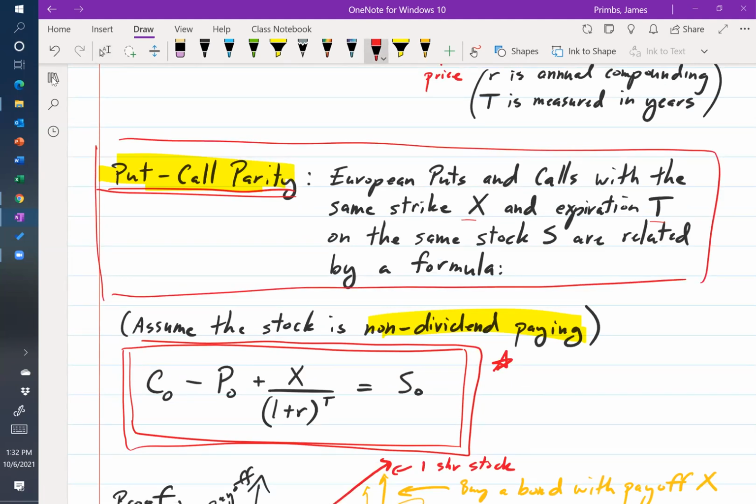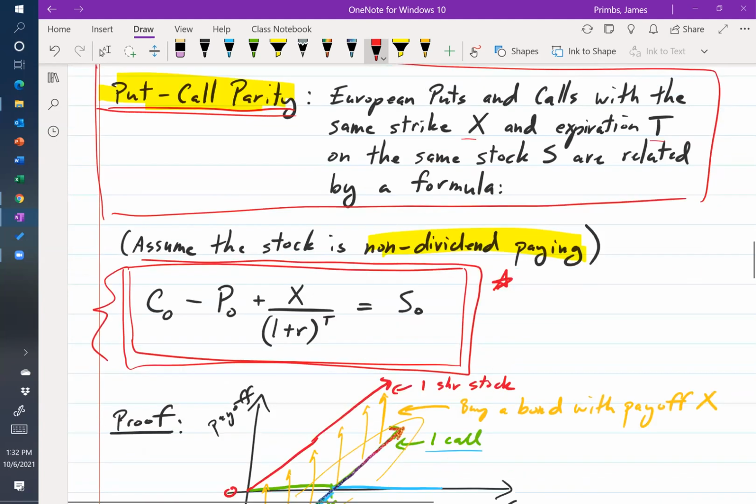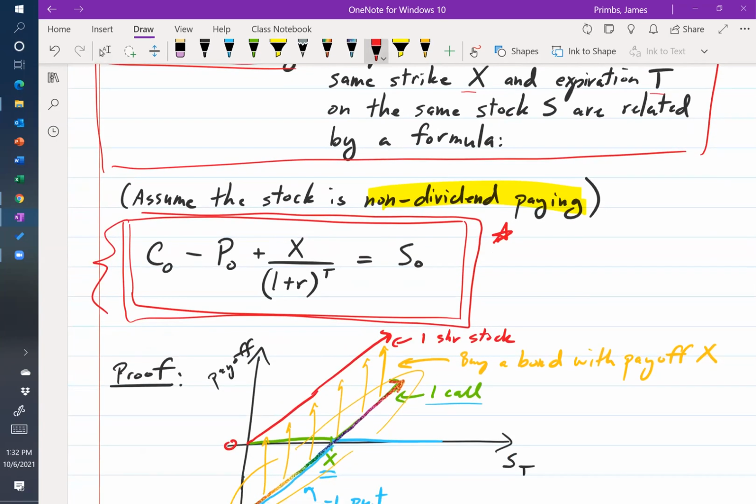And then the formula is really the important part, the formula right here. Put call parity basically says the following: European puts and calls with the same strike and same expiration are not independent. They cannot be priced independently. There's actually a relationship that must be satisfied. The call premium minus the put premium plus the strike price discounted must be equal to the stock price, the underlying stock price.